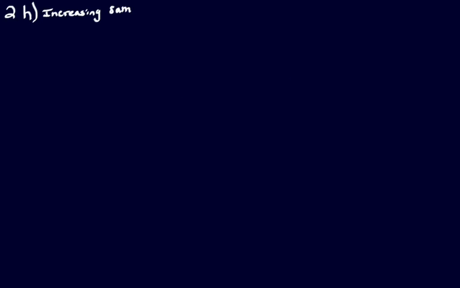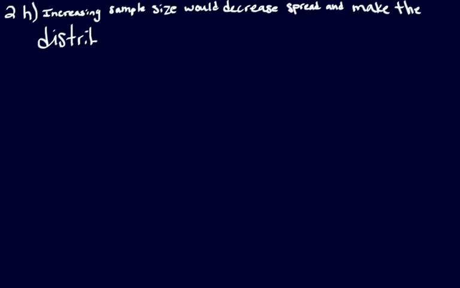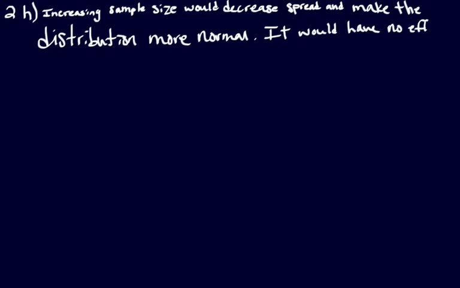Number 2, okay, part H. Okay, this basically asks you a question. If you increase the sample size, what would be the differences in all the different parts? What I wanted you to remember was that with the central limit theorem, there are 3 things you want to talk about: shape, center, and spread.